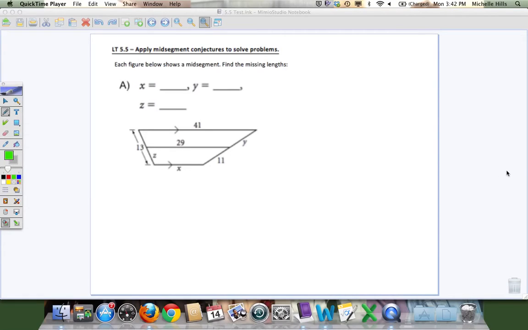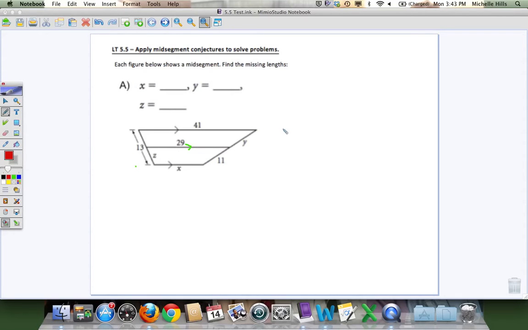So when I am looking at mid-segment sorts of things, one thing that I do know is that the mid-segment of a trapezoid is parallel to the two bases. So I know these are parallel. Another thing that I know about a mid-segment is that it is the average of the two bases.